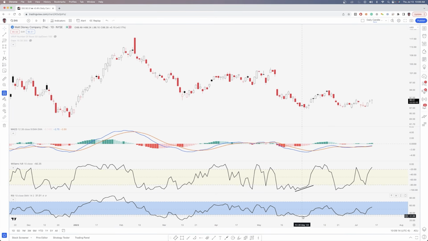The higher probability is you also want to see divergence printing on the RSI as well, kind of what we went over in this topping formation here, which was a very strong signal for a reversal to the downside. Hopefully this video is helpful.